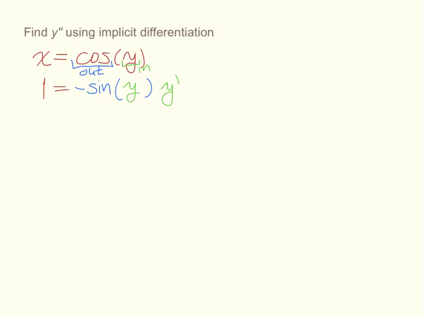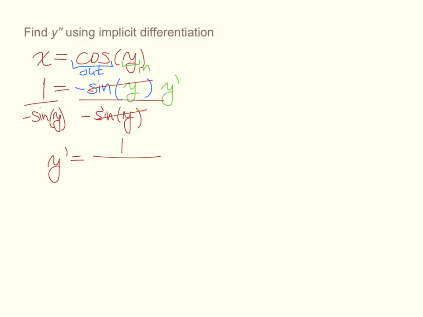Now we just need to solve for y prime. And when you do that, we can divide both sides by negative sine y. That cancels with this, and we're left with y prime equals 1 over negative sine y. This is just the first derivative. We need to find the derivative again, so we end up with a y double prime over here.